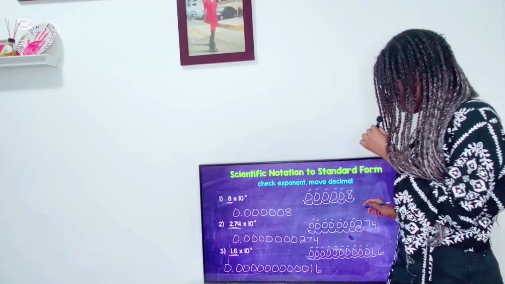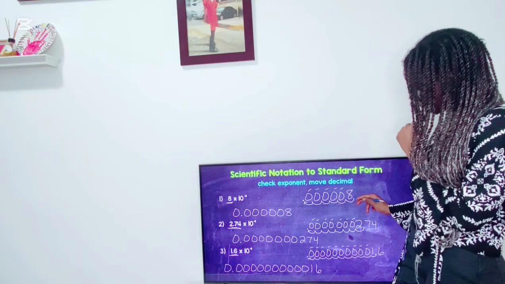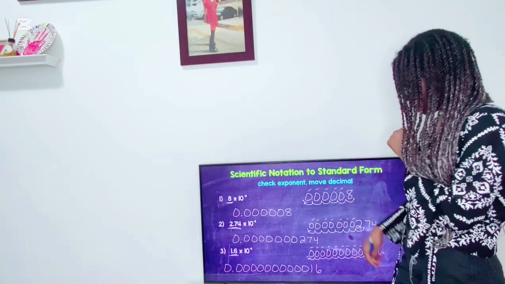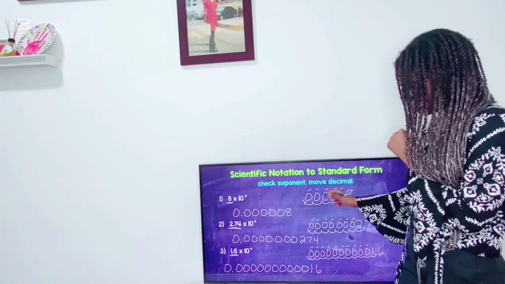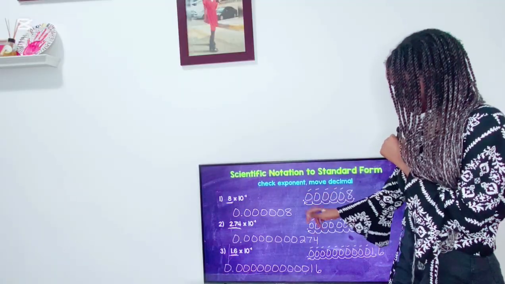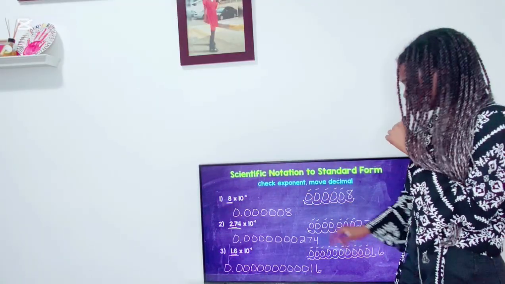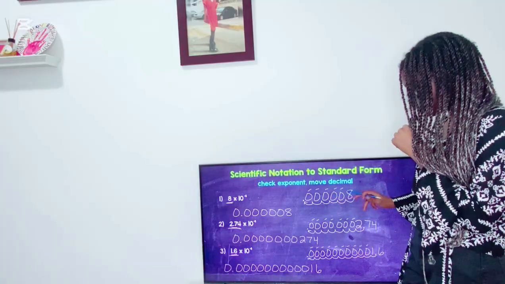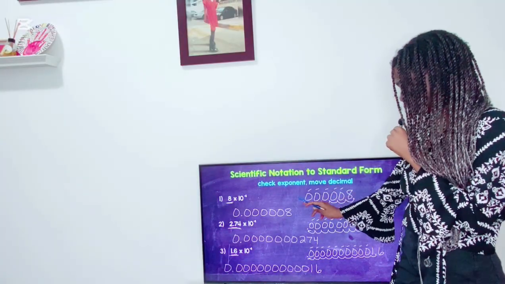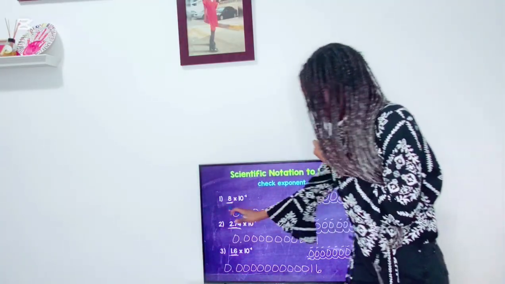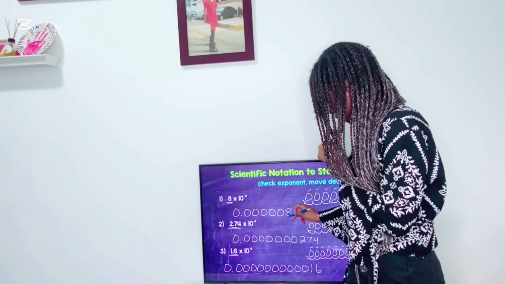So as you can see, our decimal is right here, and then we have 8, then zeros, 0.0. How many zeros? 1, 2, 3, 4, 5, 6. This is 5, and then the other one is 6. You can also write this over here to make it cleaner.